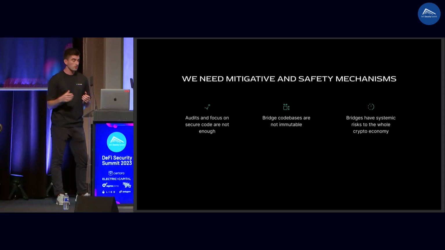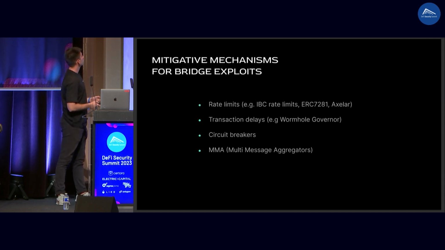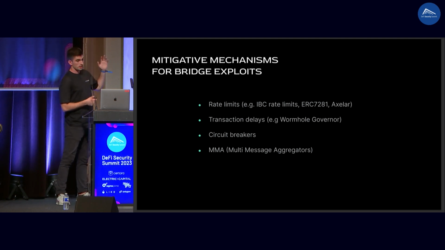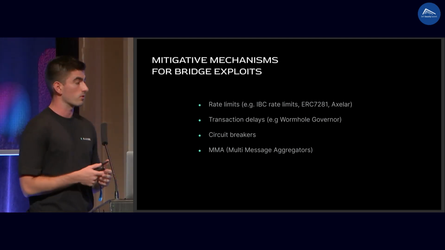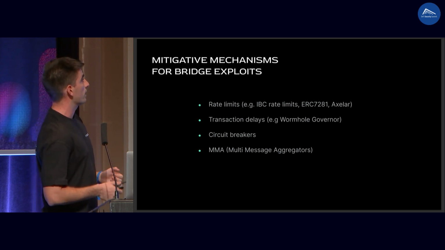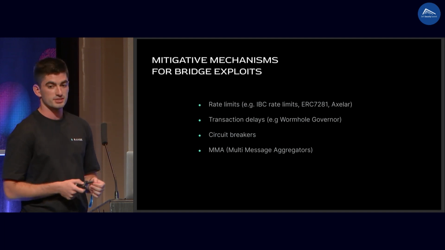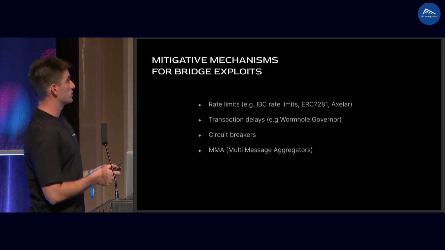They are really the glue, and they really pose systemic risk for all the applications that talk to them. So we need different types of mechanisms and mitigative mechanisms. Some of them are here, like for example rate limits, which we are going to talk about later, like IBC rate limits and the recently proposed RC 72881. We also have transaction delays, like the one implemented by the Wormhole team with Wormhole Governor, and then circuit breakers, MMA, multi-message aggregators, and also Hashi by the Gnosis team.